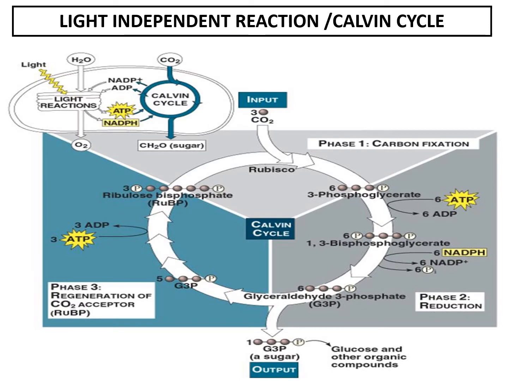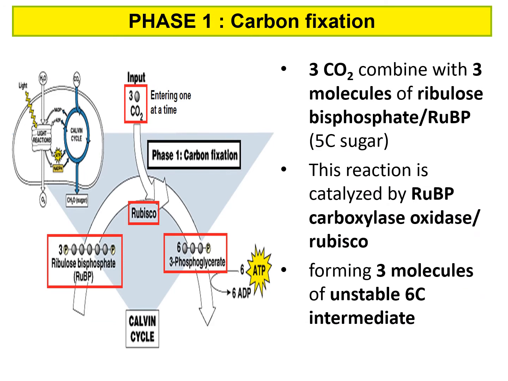This is the schematic diagram of a Calvin cycle that divides the three phases, phase 1, phase 2, and phase 3, based on different colors. Phase 1, carbon fixation, happens when carbon dioxide is combined with a 5-carbon molecule known as RuBP, the ribulose biphosphate, which is the carbon acceptor.